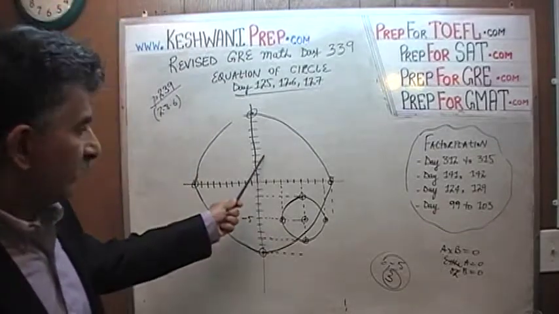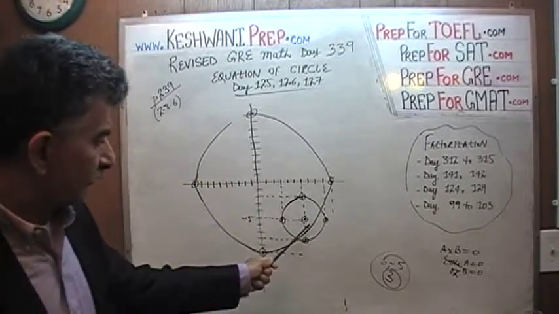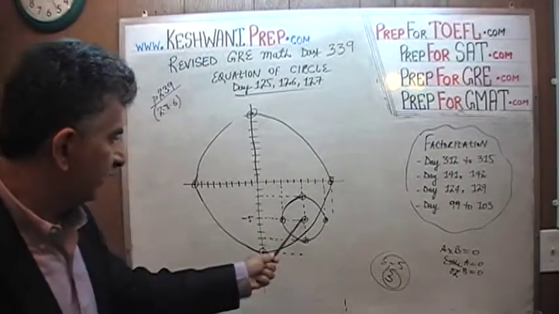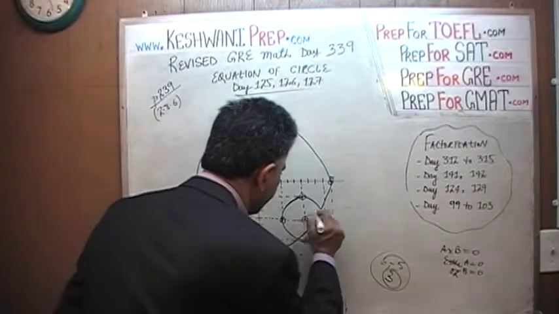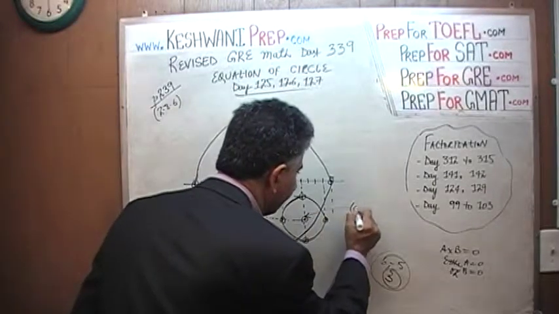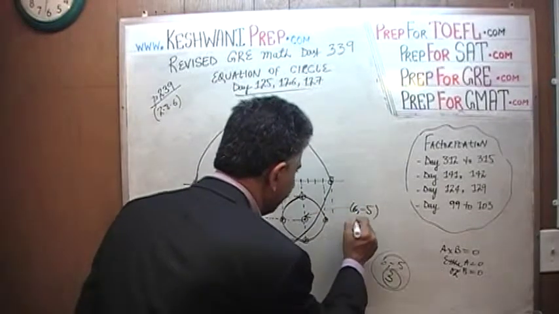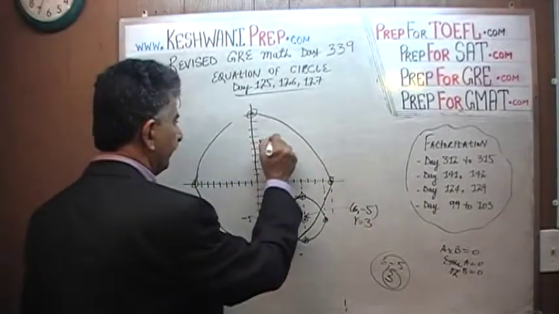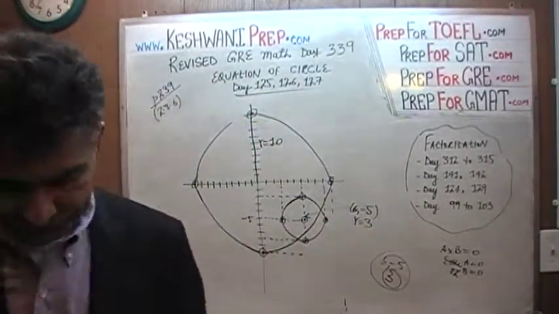The large circle has a radius of 10, the small circle has a radius of 3, the center of the small circle is at 6 and negative 5, right here, and the radius is 3, the large one has a radius of 10. And that's it, that's all it is.